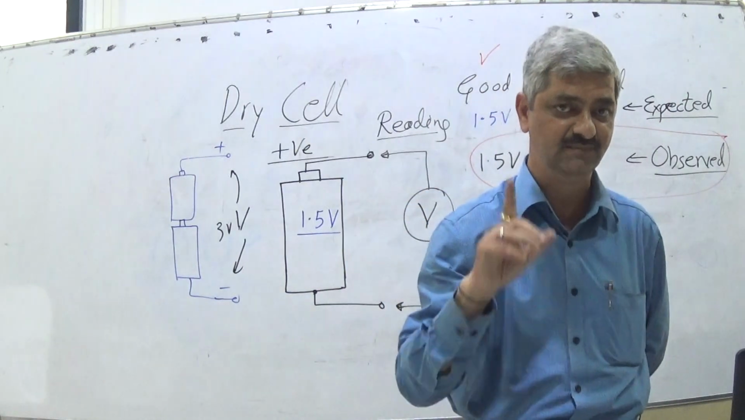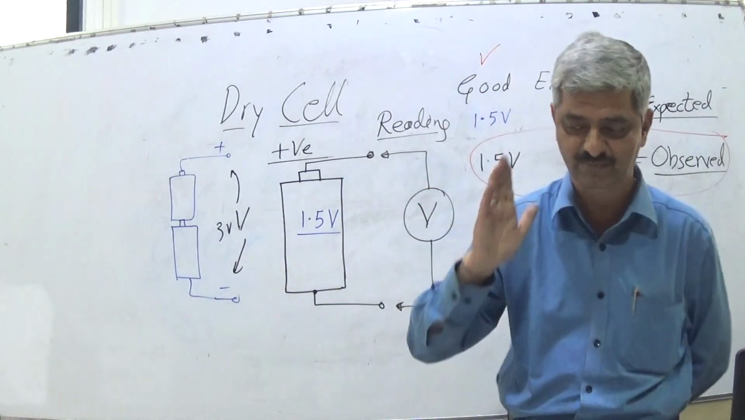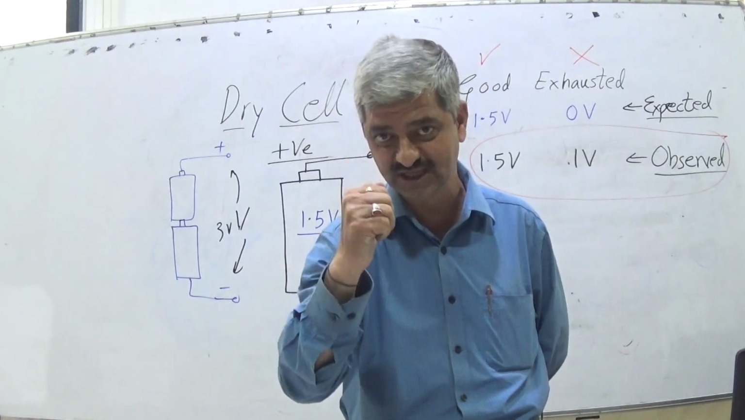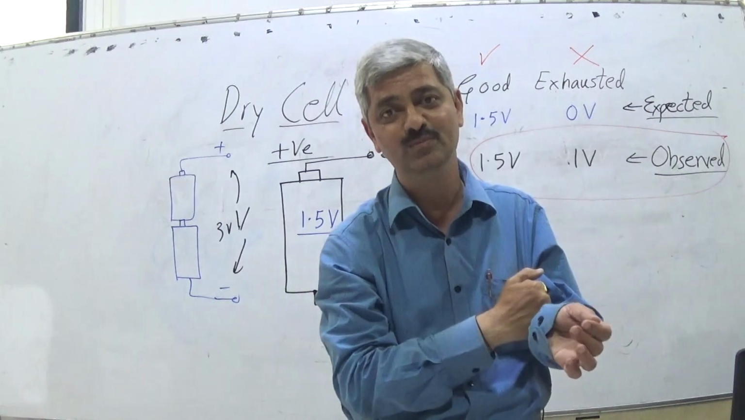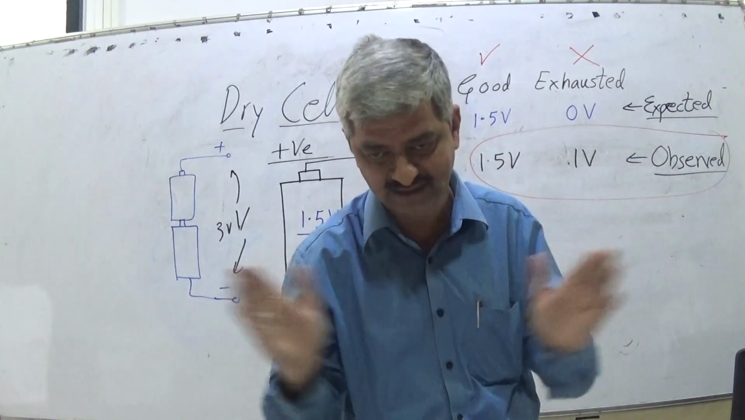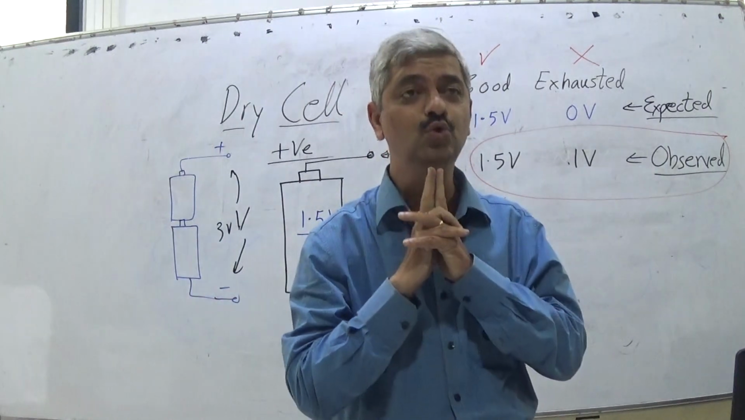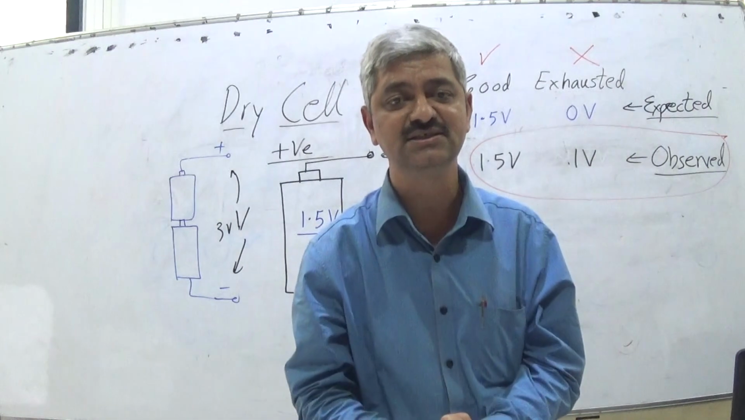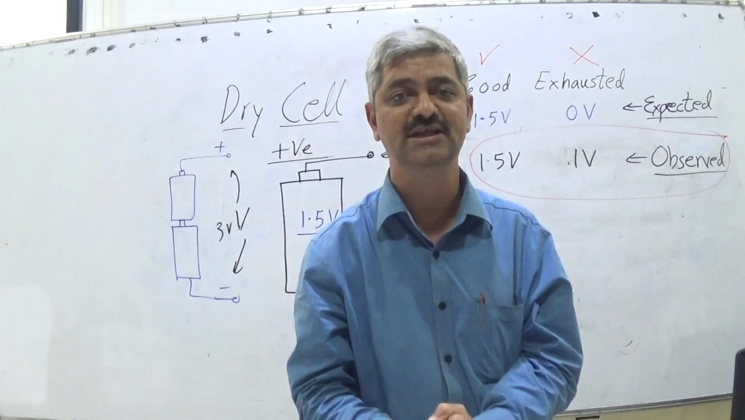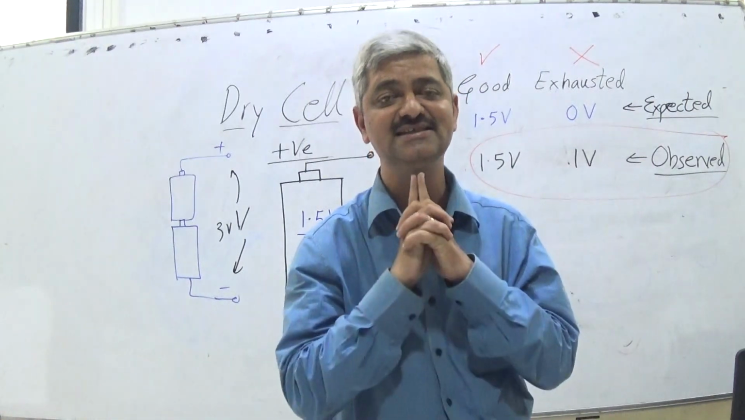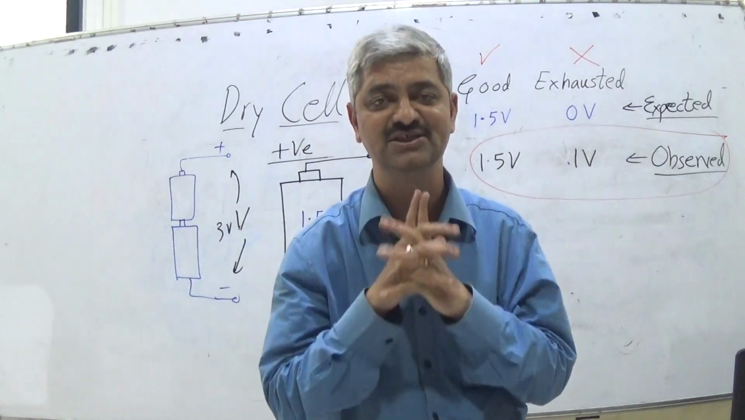I again repeat, it's a fundamental question which everybody must get, it's just like embossing, just like a tattoo. It must get a permanent impression on your mental plane. 2 good cells connected in series, measured on DVM, voltage is 3 volts. 3 exhausted cells connected in series, measured on DVM, voltage is 3 volts.